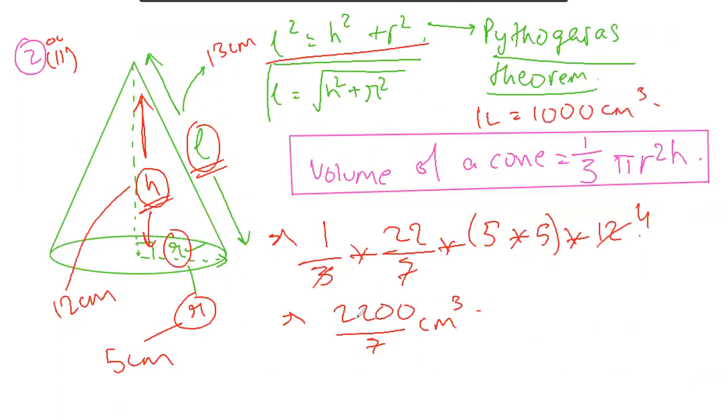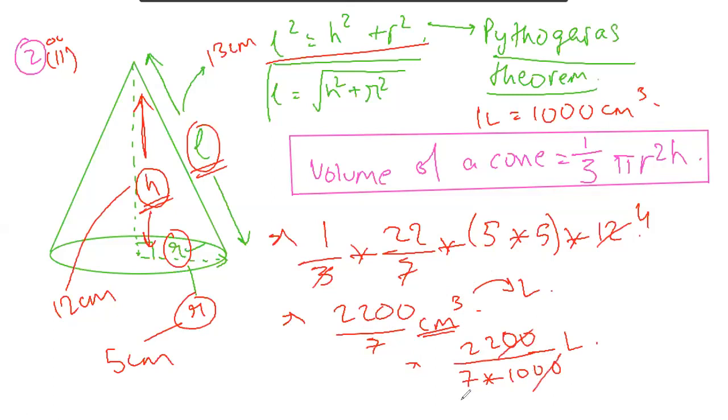So therefore 2200 divided by 7 centimeter cube, if you have to convert it into liters, you have to divide it by 1000. So let's divide it by 1000. 2200 upon 7 into 1000, so that it gets converted into liters. And finally its unit will not be centimeter cube. If you have divided by 1000, it will be liters. As simple as that.